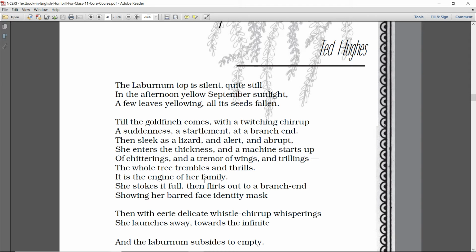It is interdependent. So after fulfilling its duty, the goldfinch now flits out to a branch end. Again she went back to the end of the branch from where she had started, showing her barred face identity mask. And now the moment she came towards the end of the branch, her face was clearly visible. And how was it? Because the goldfinch has black colored stripes on its face. So those stripes worked as if it was the identity mask for the goldfinch.